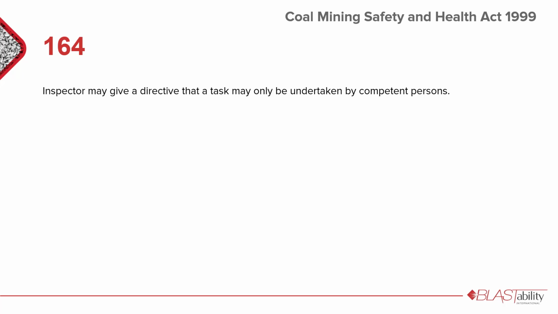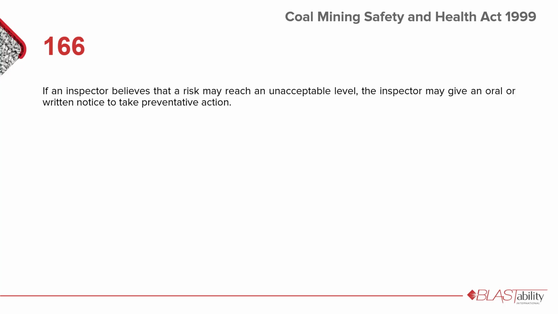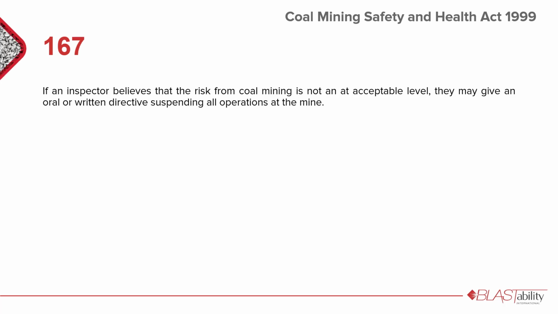164. Inspector may give a directive that a task may only be undertaken by competent persons. 165. If an inspector does not believe a risk from coal mining is at an acceptable level, a directive may be given to evaluate that risk. 166. If an inspector believes that a risk may reach an unacceptable level, the inspector may give an oral or written notice to take preventative action.